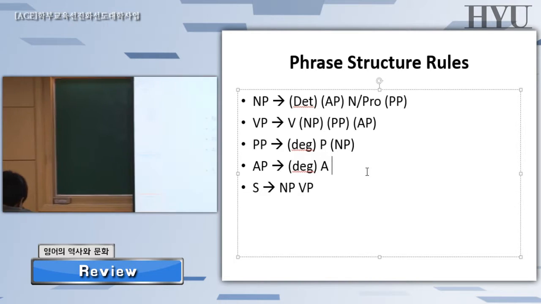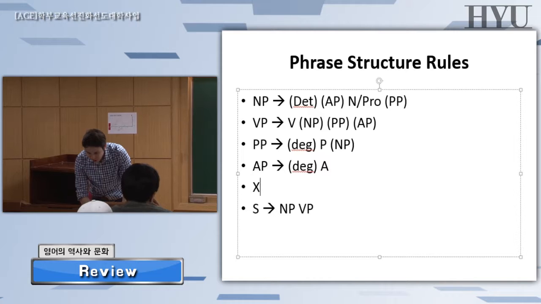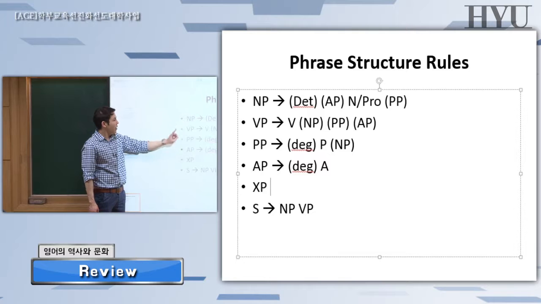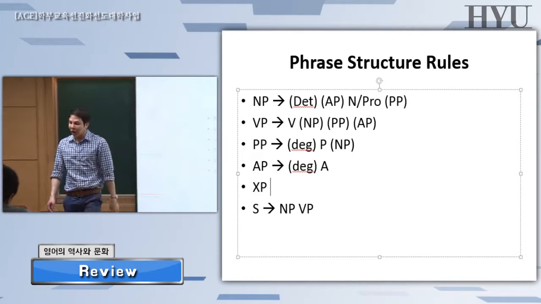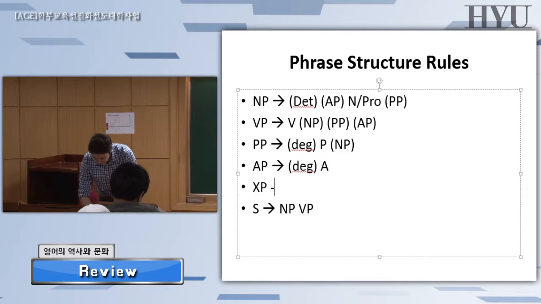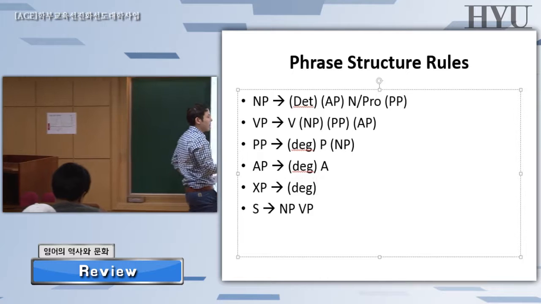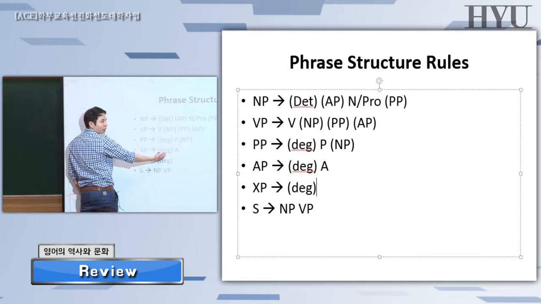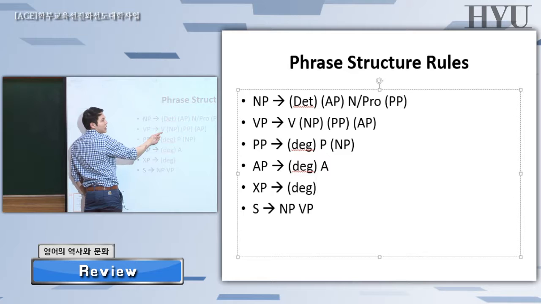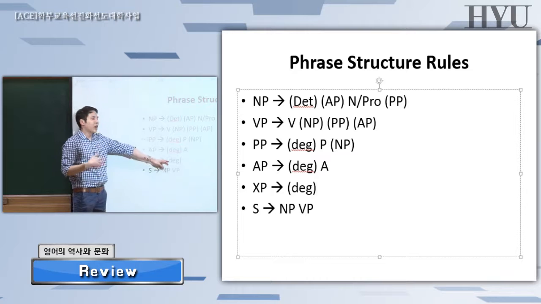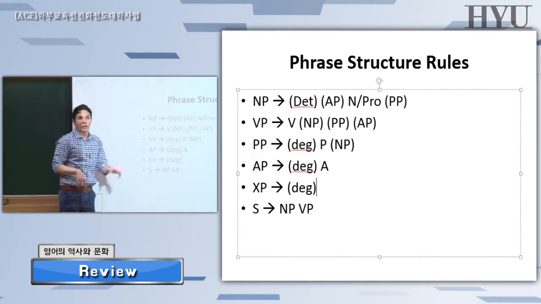So I can add here that whatever phrase you have, XP, XP could be N, V, P, or A. XP can consist of a degree word, and just keep in mind that a degree word could be an adverb, could be a determiner, or could be just a degree word, okay? Depending on what type of degree word you have, but you can have one, right?